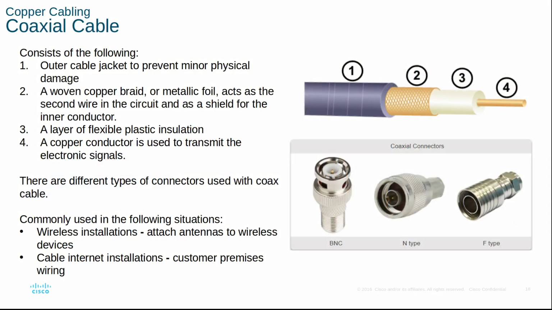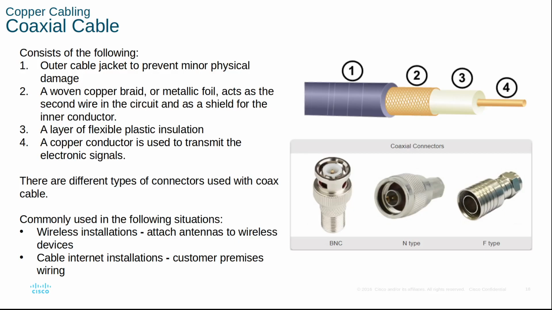Another one you tend to see is coax. If you're with Rogers or any Rogers reseller like TechSavvy, you've got cable internet at home, you've seen coax cables, right? They've got an outer jacket, just like our shielded and unshielded twisted pair. And then they've got a woven copper braid or metallic foil, kind of like the shielded twisted pair cable. Then there's some plastic insulation that insulates and protects the copper conductor. There's a single wire that's used to transmit the signal.